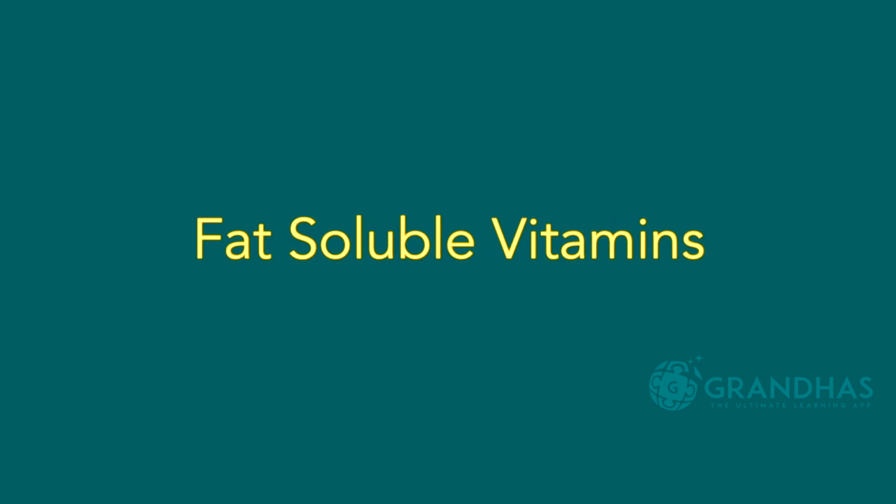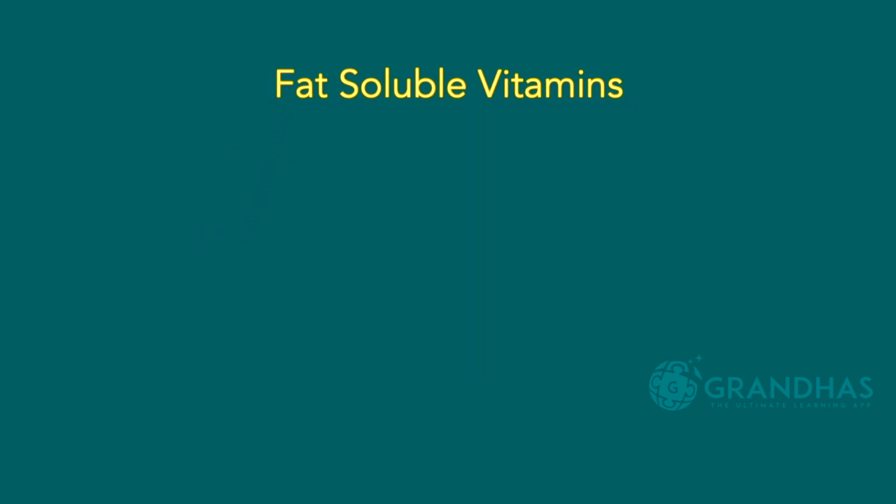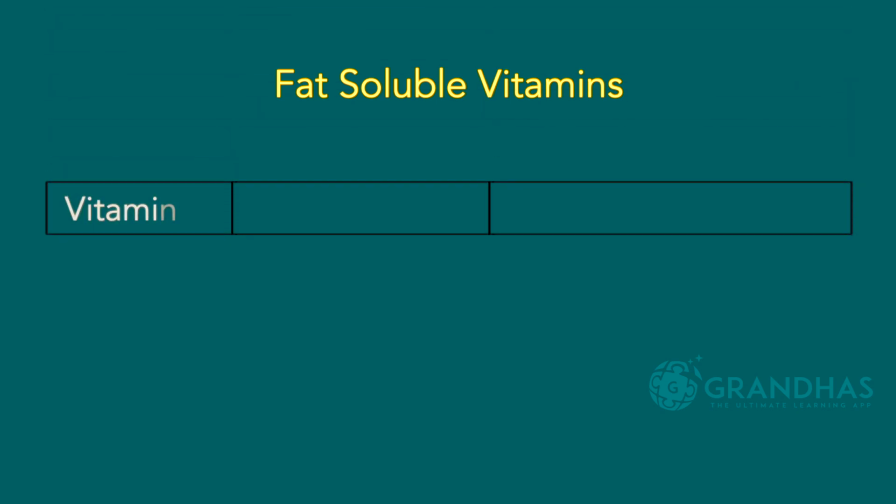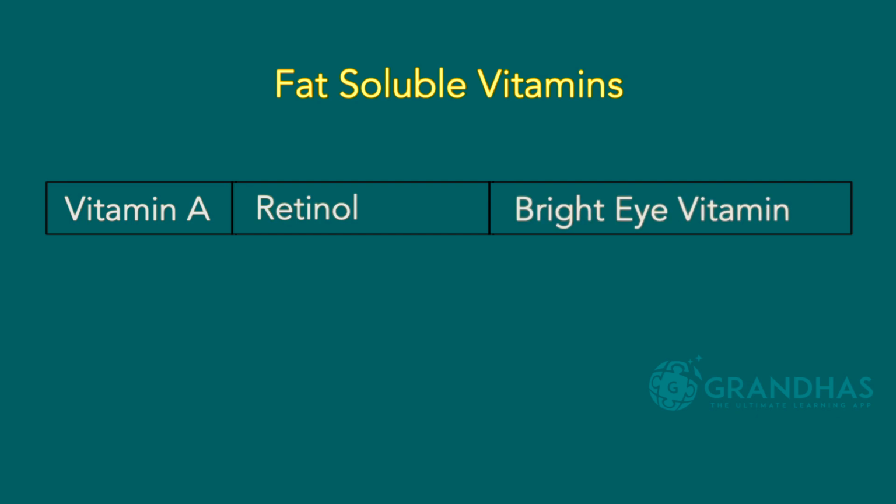The vitamins that are oily and not readily soluble in water but soluble in fat are called fat-soluble vitamins. There are 4 fat-soluble vitamins that we have to study. The first one, vitamin A, is otherwise called retinol or the bright eye vitamin. I repeat, vitamin A, retinol or the bright eye vitamin.